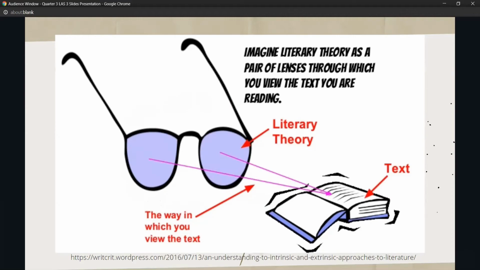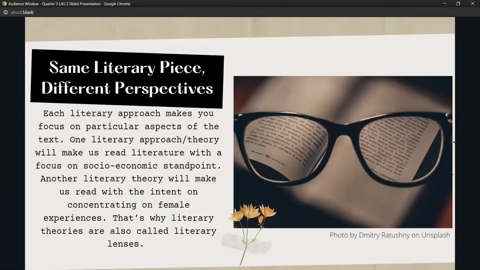These literary theories or approaches can help reveal the meaning of a literary piece. Same literary piece, different perspectives. Each literary approach makes you focus on particular aspects of the text. One literary approach or theory will make us read literature with a focus on socio-economic standpoint. Another literary theory will make us read with the intent on concentrating on female experiences.